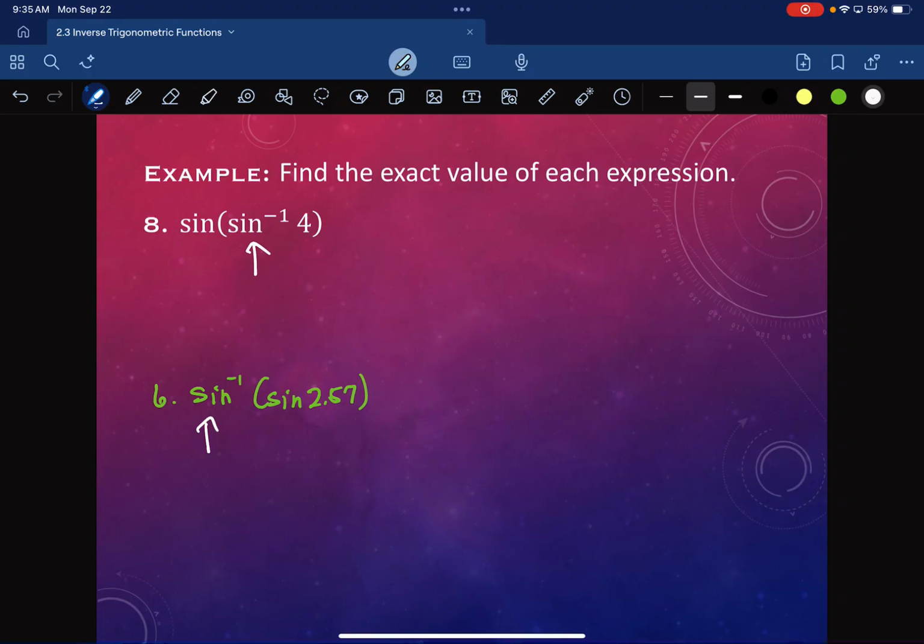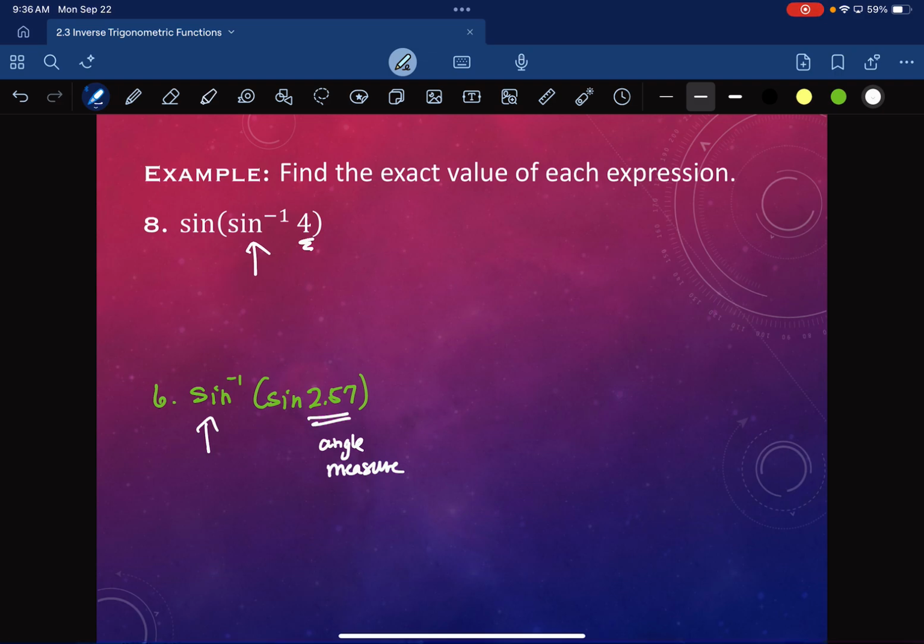It matters. On the first one that we did, number 6, this right here is an angle measure. So my angle measures repeat. They go around the circle. I can add and subtract pies and 2 pies and different things to be in different locations. This number 4 is not an angle measure. This is an output value.